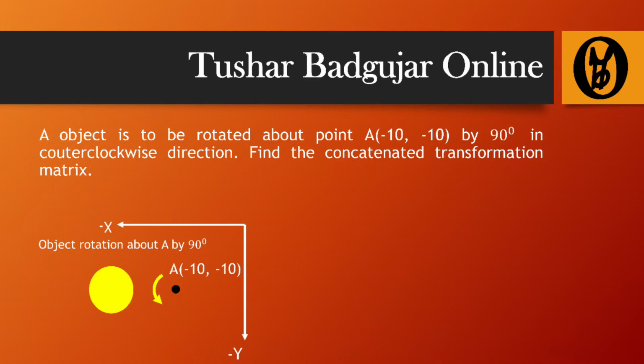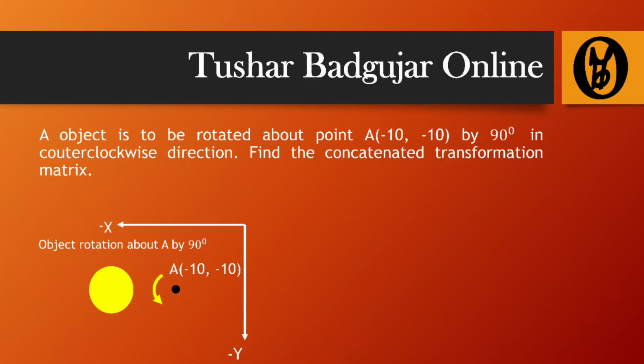This numerical can be solved in 3 steps. In the first step, we have to bring point A to the origin. In the second step, we have to rotate the object about point A by 90 degrees in the counterclockwise direction. And in the third step, we have to return point A to its original location.